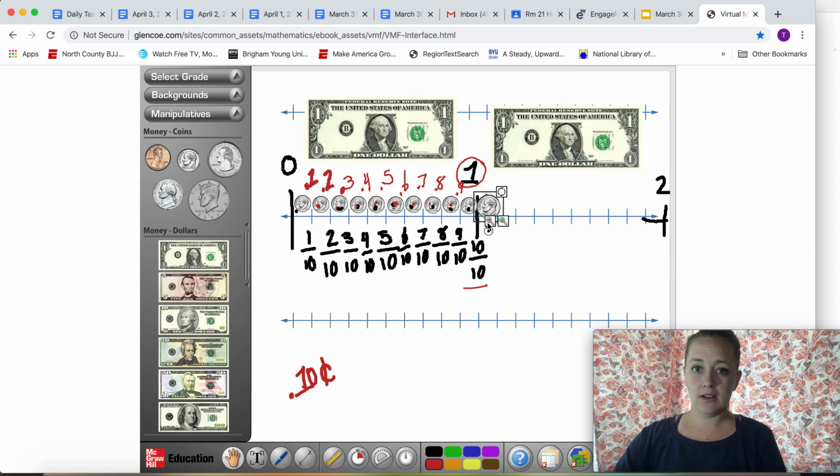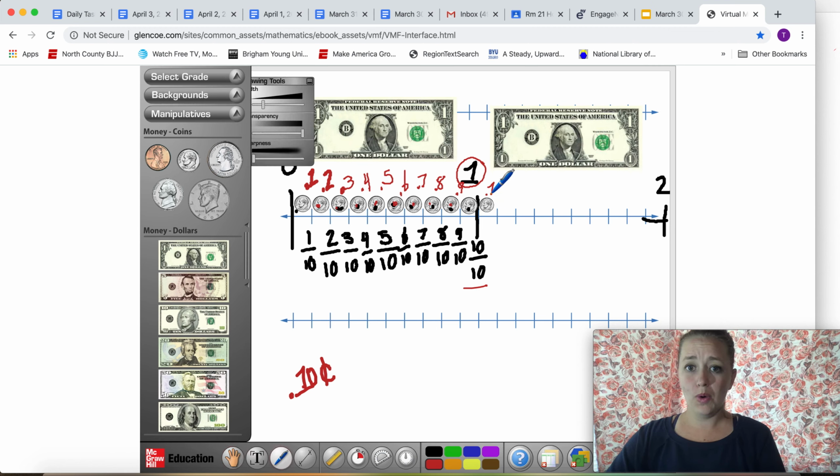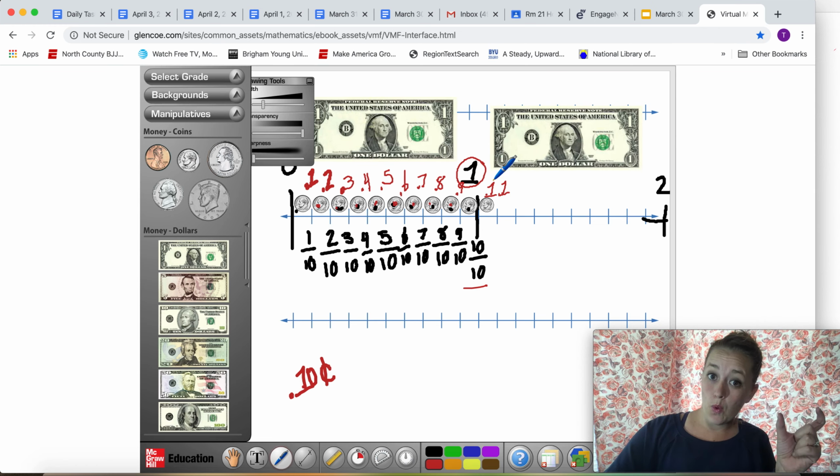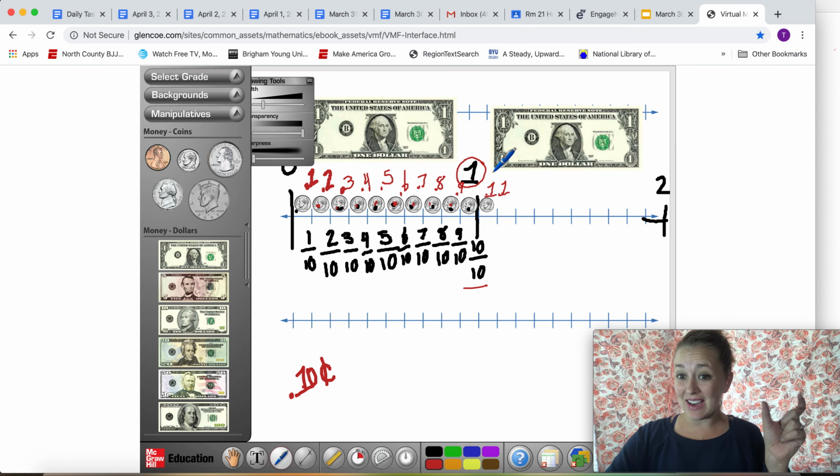Let's bring in our other dime, make it smaller so it fits. This could be 1 and 1/10, because I have my 1 whole. This is saying, hey, I already have $1, and I have my 10th, my 1/10, and then I could just continue working through.